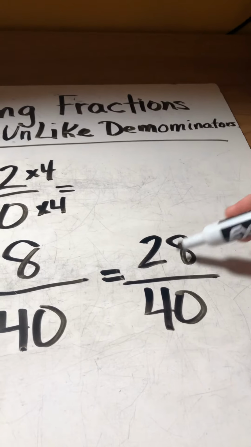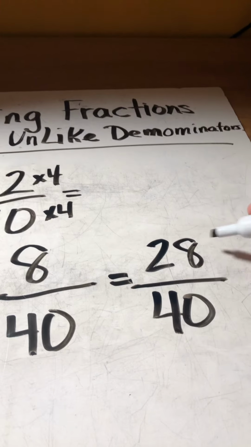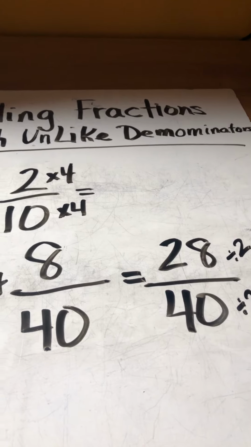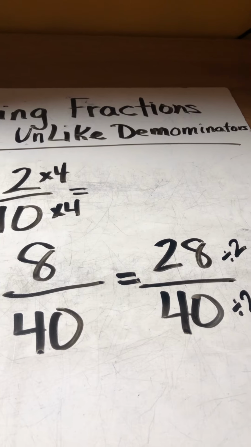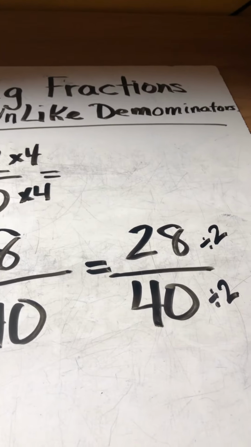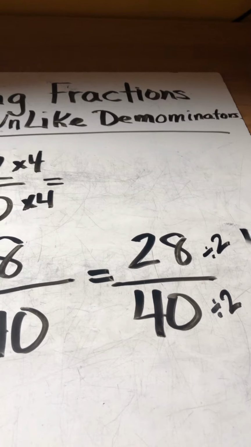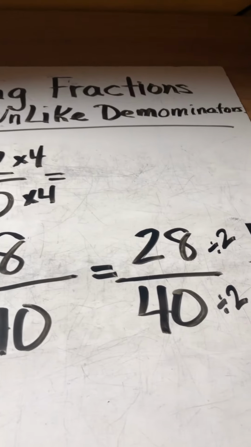So notice how both are even. So we know that both can be divided by 2. So how about we start with that and we'll see how it goes. But there's also another number, but let's just start with 2 and then we can come back to it as well. All right, so 28 divided by 2 is 14, and then 40 divided by 2 is 20.